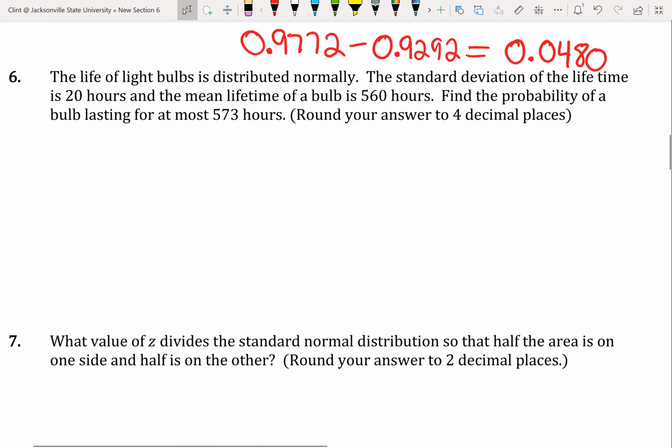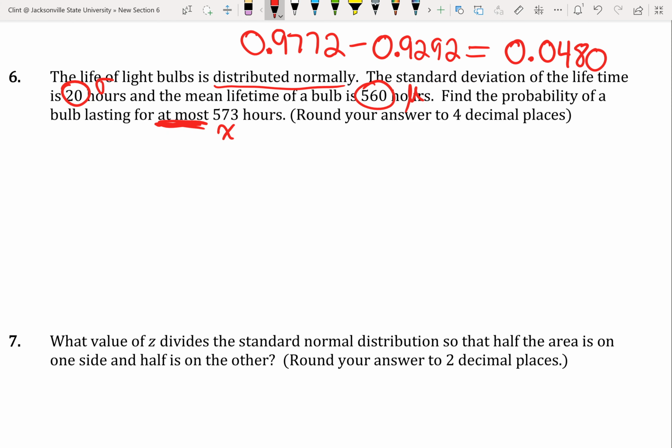Number 6. The life of light bulbs is distributed normally. That tells us we're going to use the Z table again. The standard deviation of the lifetime is 20 hours, that's sigma. And the mean lifetime is 560 hours, that's mu. Find the probability for a bulb lasting at most 573 hours, that's our x.